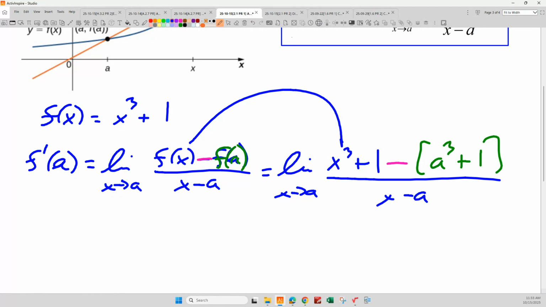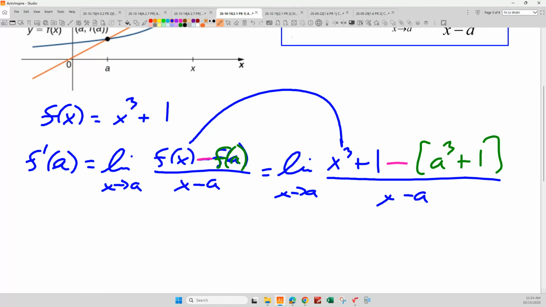I mean, yeah, you're right. But you can already predict what factors are going to have to cancel. If x is approaching a, and that is producing an indeterminate form of a limit, you already know what the factors are that are going to cancel. Well, x minus a, right?